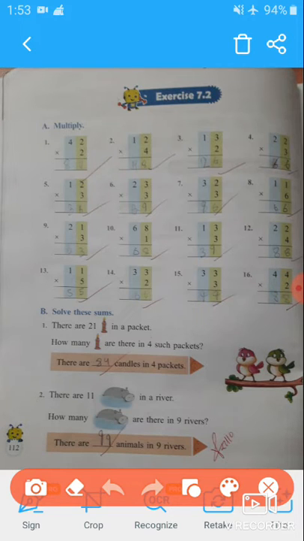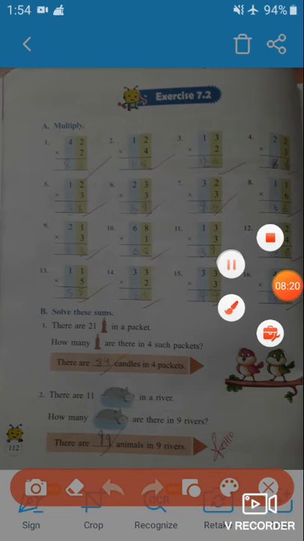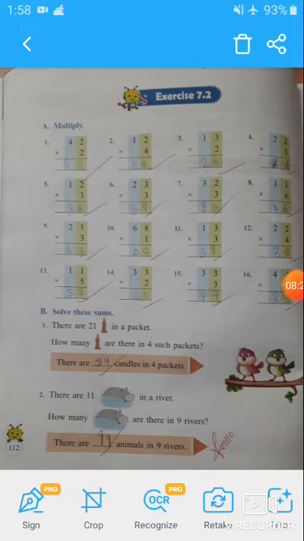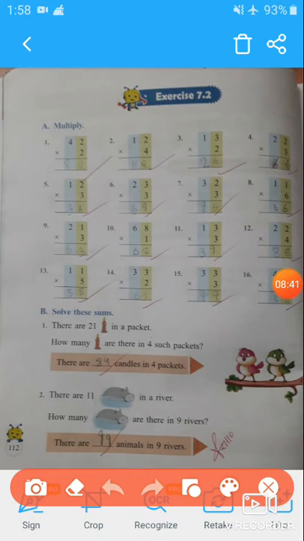Now students, question number B, solve these sums. So let's solve the story sums. There are 21 candles in a packet. How many candles are there in 4 such packets? So students, to find out the total number of candles, what do we have to do? We are going to multiply 21 and 4 to get the total number of candles in 4 packets.